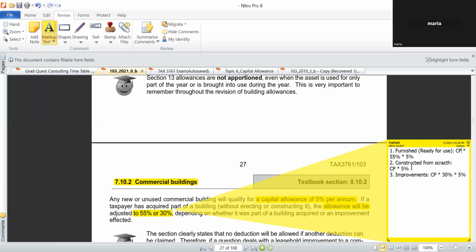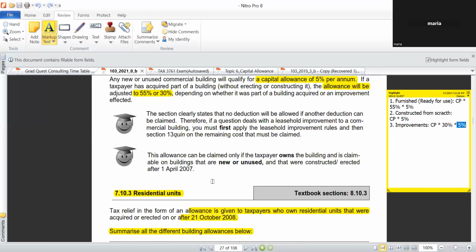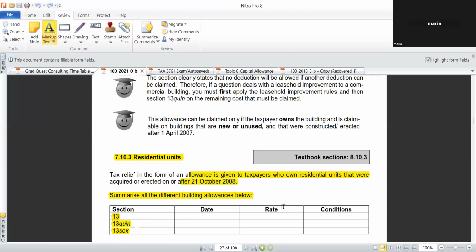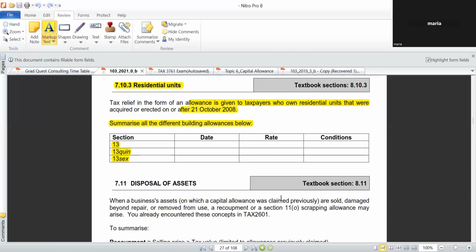But if it was something that the taxpayer built from scratch, in other words, they constructed the property from scratch, which is now used as a commercial building, then you need the purchase price or the cost incurred to construct that property, and then you multiply that entire thing by 5%. If there were any improvements to that property, you need the costs incurred for the improvements multiplied by 30%, multiplied by 5% to give you the building allowance claim on commercial buildings. Then lastly, residential units is pretty straightforward, guys. It's always going to be 5%.